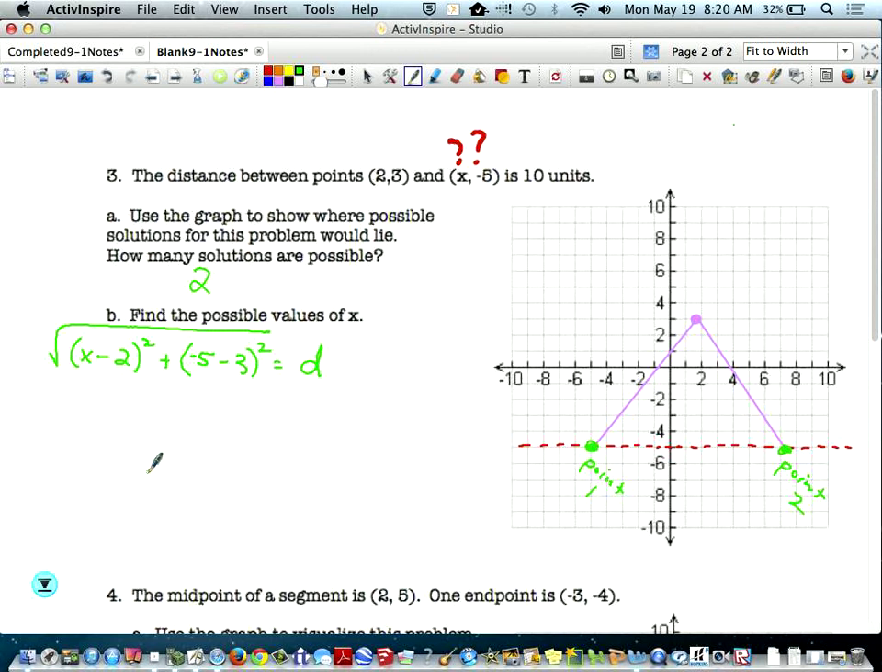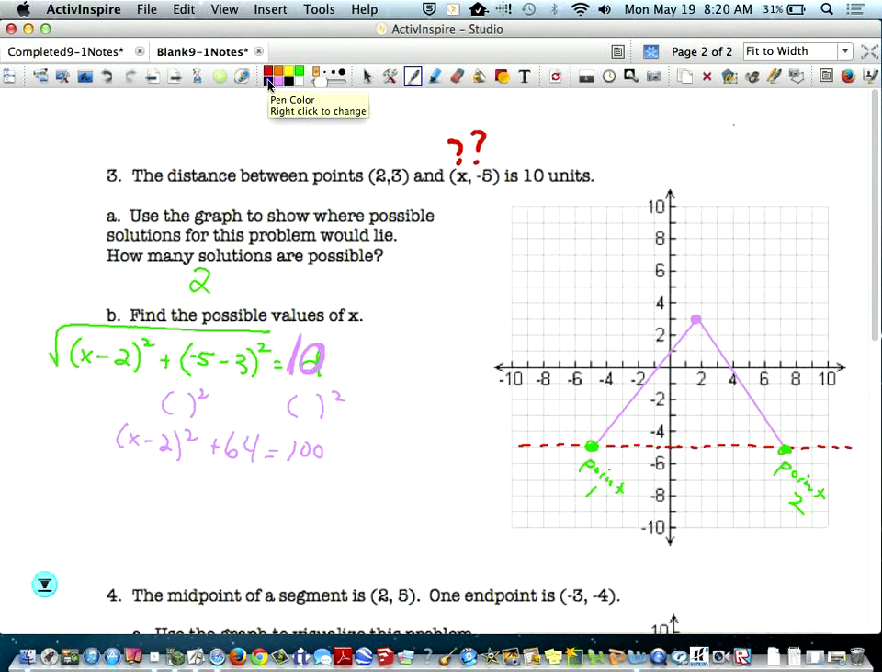What do we know for d though? So d is not going to just be the distance formula because this will actually be 10. So you can substitute the 10 for that d. So now what's missing? The x. So how do I get at that x? What do you have to do? Square both sides. What is -5 minus 3? -8. Square it. 64. 10 squared? 100.